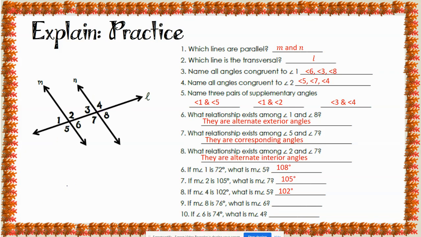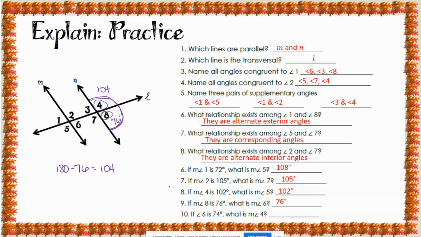Number 9 says if the measure of angle 8 is 76 degrees, what is the measure of angle 4? Well, when I look at 8 and 4, they are both exterior angles, but they're not on different sides. So what I see is because they are adjacent to each other, I know that they are supplementary. So I know that if I added them together, I would get 180. Well, if angle 8 is 76, then I would take 76 and subtract it from 180. And that would give me 104.